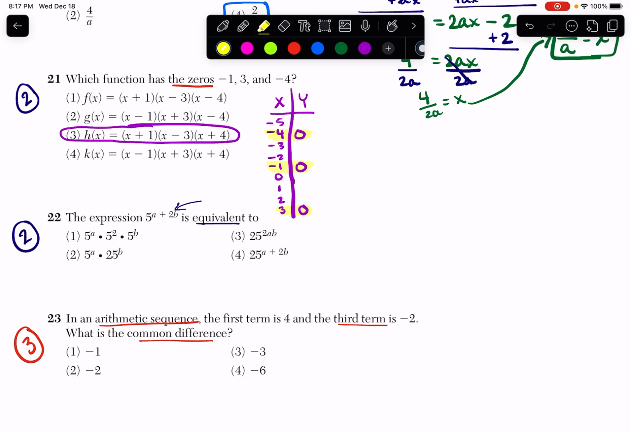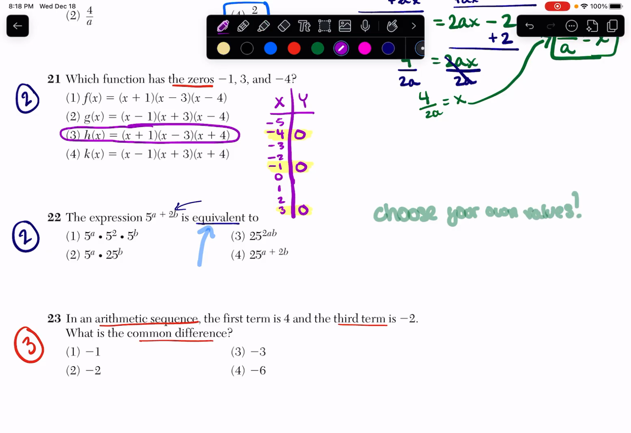Number 22, the expression 5 to the a plus 2b is equivalent to. We love equivalence, but this problem is interesting because we have multiple variables, so we cannot use our table for this. However, we can still use our understanding of what equivalent means. Equivalent means I have the same solutions, right? It's rewritten in a different way. So another option for the equivalence problems is choose your own values.